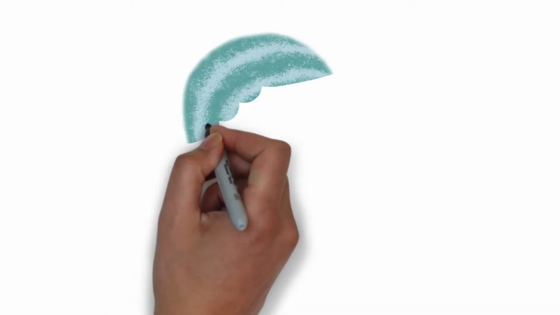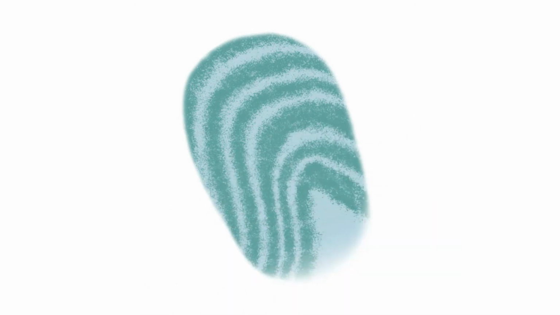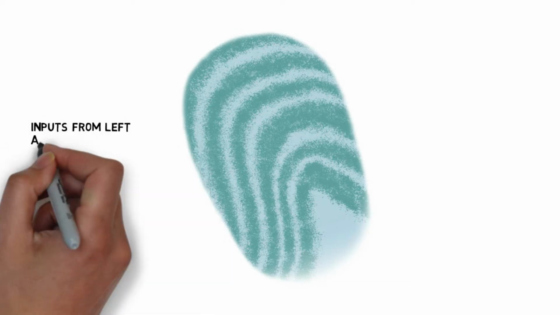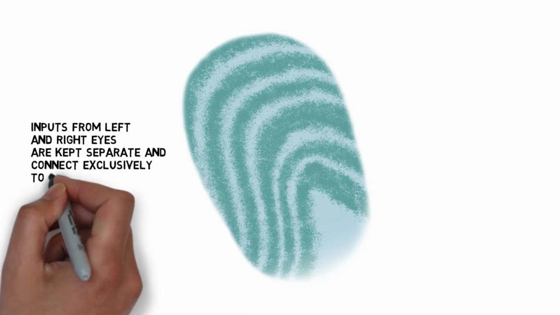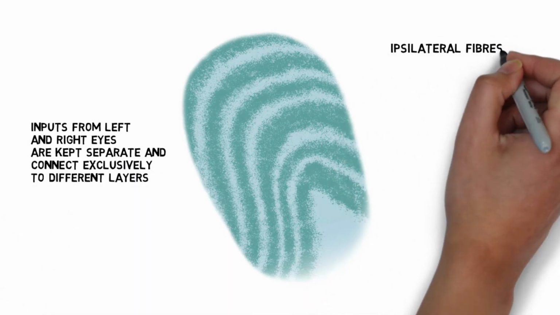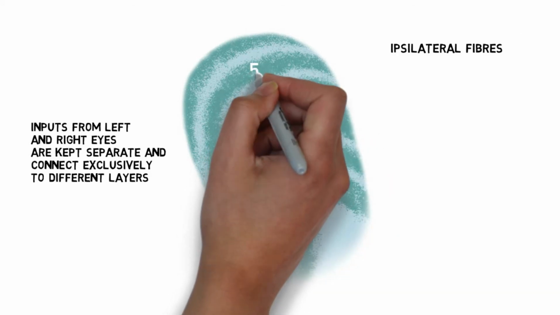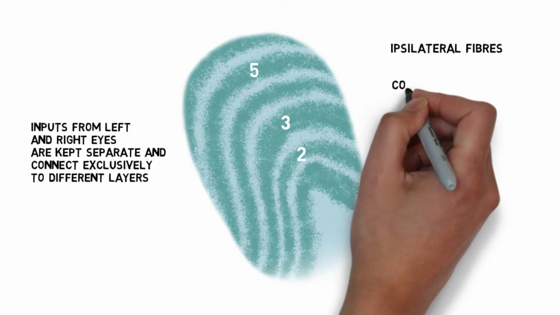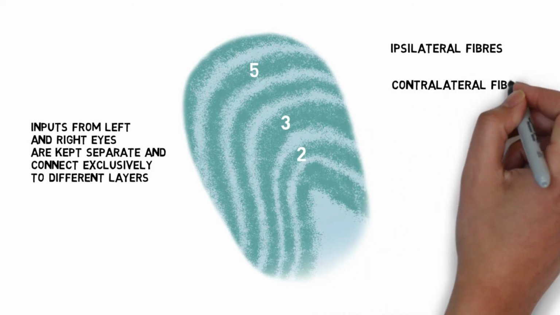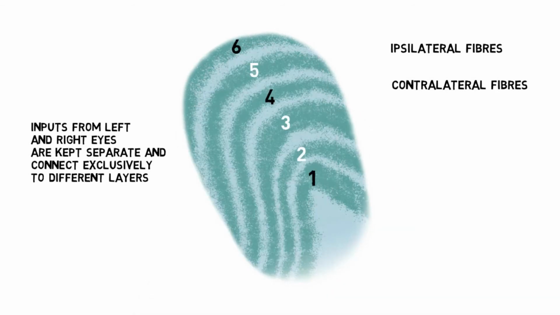If we look further at the organisation of the lateral geniculate nucleus, we see that the retinotopic map is preserved across all 6 layers, but inputs from left and right eyes are kept separate and connect exclusively to different layers. Particularly, ipsilateral fibres, that is, from the same side, synapse with layers 2, 3 and 5, while contralateral fibres, that is, from the opposite side, synapse with layers 1, 4 and 6 of the lateral geniculate nucleus.